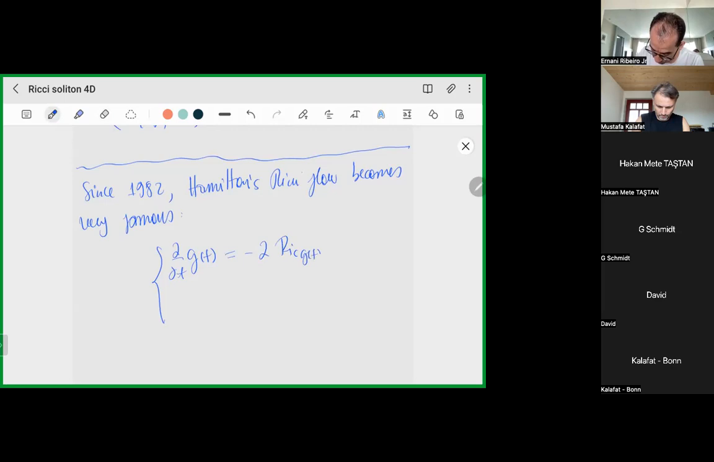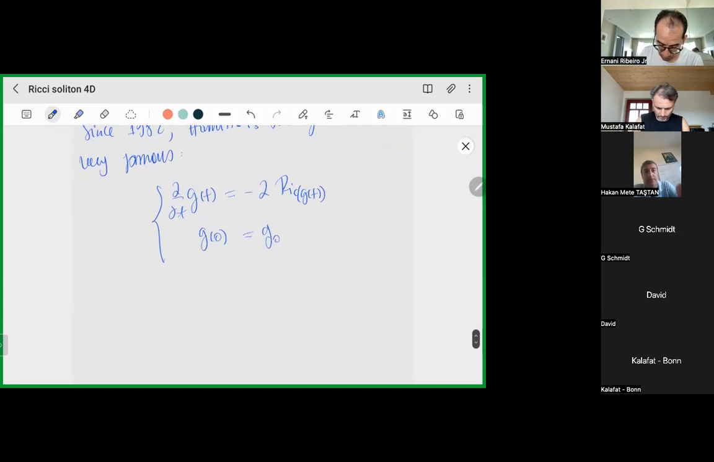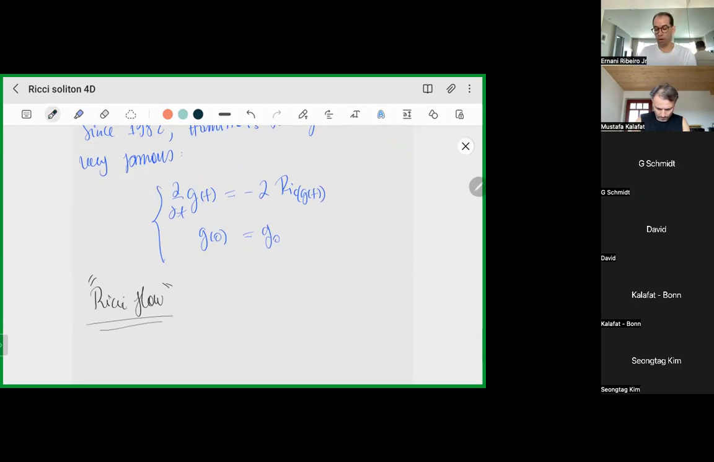We have some initial metric. Okay? This is the Ricci flow. The idea of the Ricci flow is very interesting. Why? This term on the right side, if you look in harmonic coordinates, is essentially the Laplacian of the metric. And then this equation is quite connected to the heat equation. Remember that the heat equation has a Laplacian on the right hand side. So the idea of the heat equation is to take a uniformization of the temperature. You are looking for changing the temperature in a body and you want to take some uniformization.